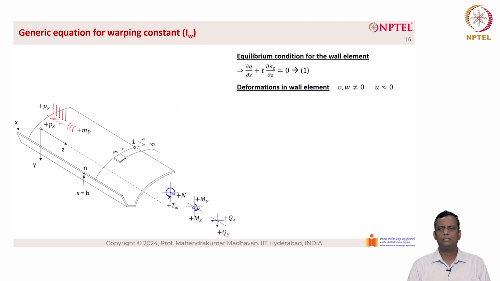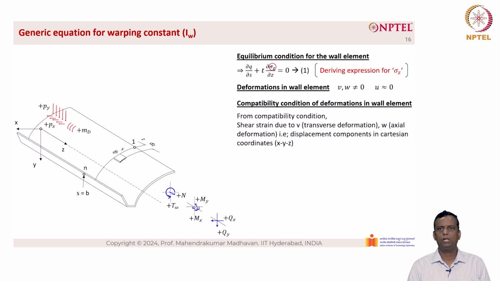Now, we also know that the deformations in the wall element U is very close to 0 and V and W not equal to 0. So, before we proceed to find out the equation for Q, let's derive the expression for sigma Z. So, compatibility condition of deformation in wall element.